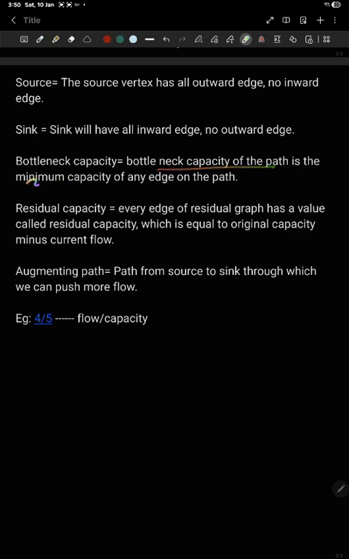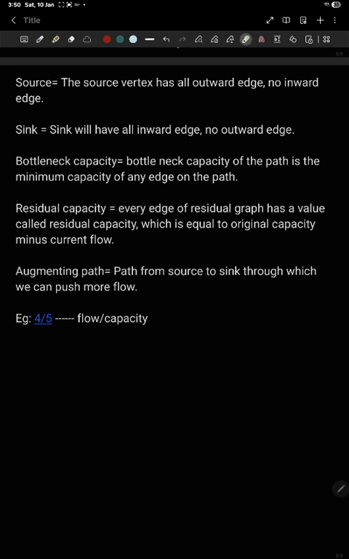Now, the bottleneck capacity of a path is the minimum capacity of any edge on the path. Okay, now residual capacity. Every edge of the residual graph has a value called residual capacity, which is calculated as original capacity minus current flow. Now, augmenting path. An augmenting path is a path from source to sink through which we can push more flow. For example, if we write like this, the 4 is the flow and the 5 is the capacity, meaning the total is 5, out of which the current flow is 4.